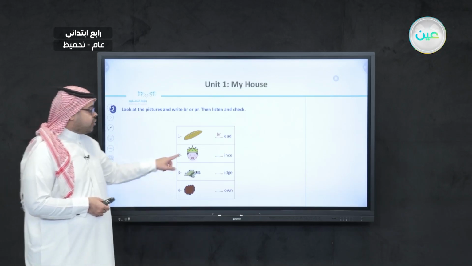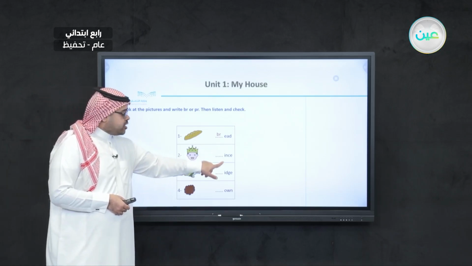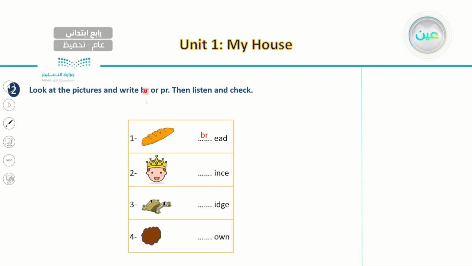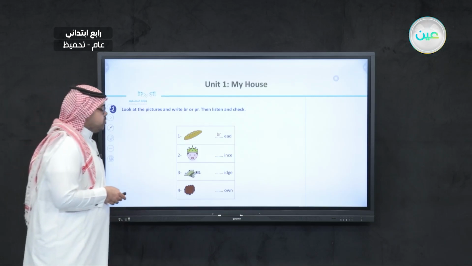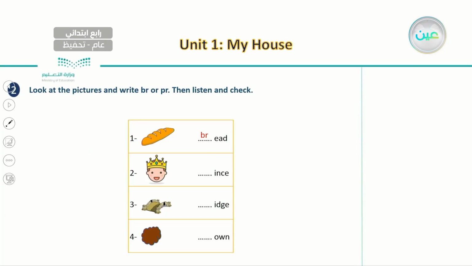Can you tell me what this picture is? It must start with either BR or PR, and these are the letters that we should continue with. Let's listen to this word and tell me what letters we should start this word with. So number 2, the word is prince. Prince. So should the word prince start with BR or PR? Of course, it should start with P and R. Prince.